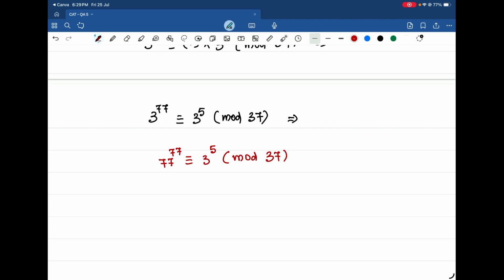What is 3 to the power of 5? It is 243. 3 to the power of 5 is equal to 243. When you do it with mod, when you divide by 37, what happens? 3 to the power of 5 is equal to 243. That is equal to 6 into 37 plus 21.